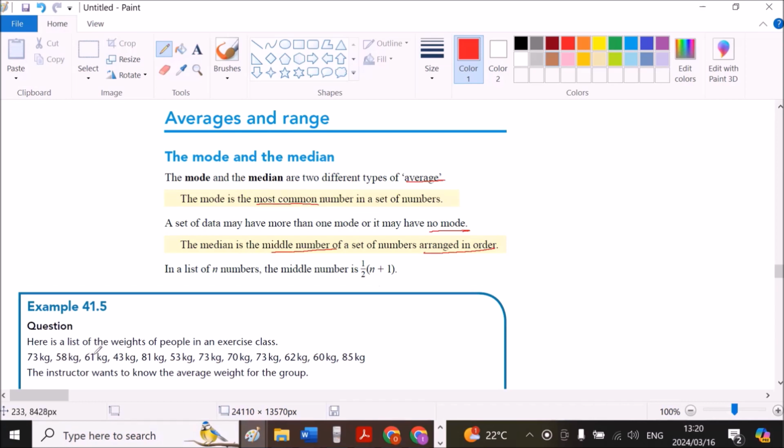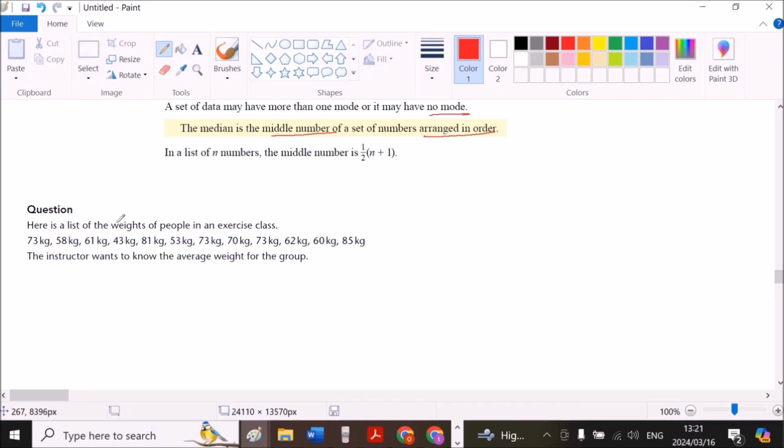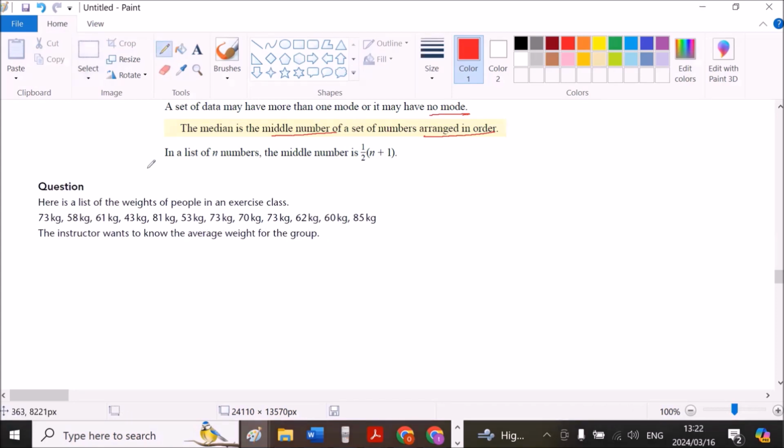Now let's look at this example. Here is a list of the weights of people in an exercise class. The instructor wants to know the average weight for the group. One way is to find the modal weight of the people. So which value is most occurring?